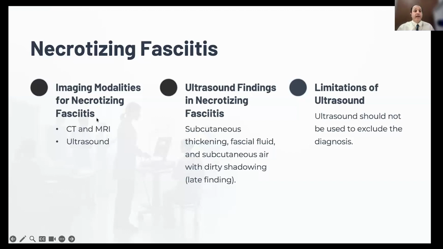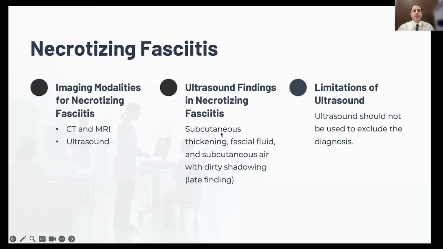CT and MRI are more sensitive and more specific, but sometimes they are not available, or the patient is not stable enough to leave the department to go to CT and MRI. So what may you find in ultrasound in cases of necrotizing fasciitis? Again, we can find subcutaneous thickening, fascial fluid, and subcutaneous air with dirty shadowing.